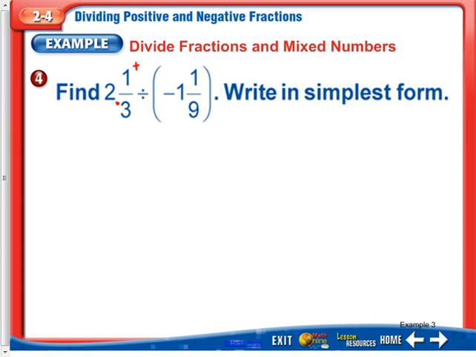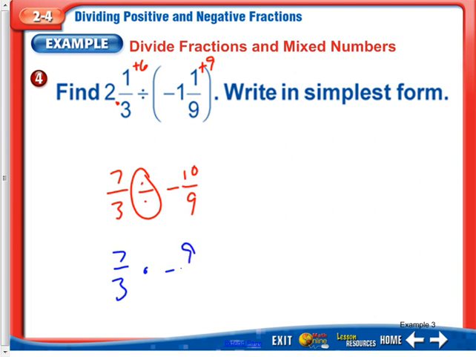Again, let's get these into improper fractions. 2 times 3 is 6, 1 times 9 is 9, so let's rewrite it as 7/3 divided by negative 10/9. Let's circle that division and rewrite it as multiplication. 7/3 will stay the same, times negative 9/10. Simplify what you can. The 3 goes to a 1, the 9 goes to a 3. Can't do anything else. We know it's going to be negative, so we're going to say negative 21/10.